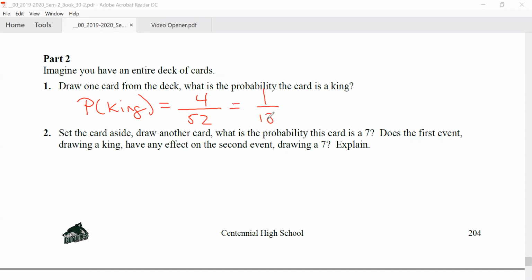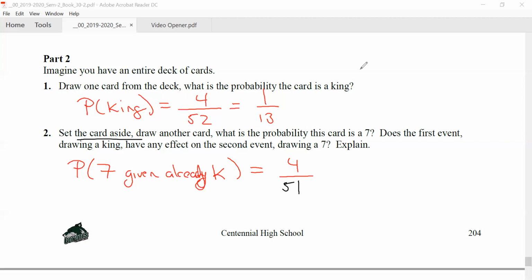Set the card aside, draw another card. What is the probability the card is a 7? Okay, well, if I set this card aside, what's happening here is I'm asking for a 7 given that I already have a king. Given that I've already got a king. Well, how many 7s are there in the deck? There's 4. But how many cards are left now? 51, not 52, because I set the card aside.